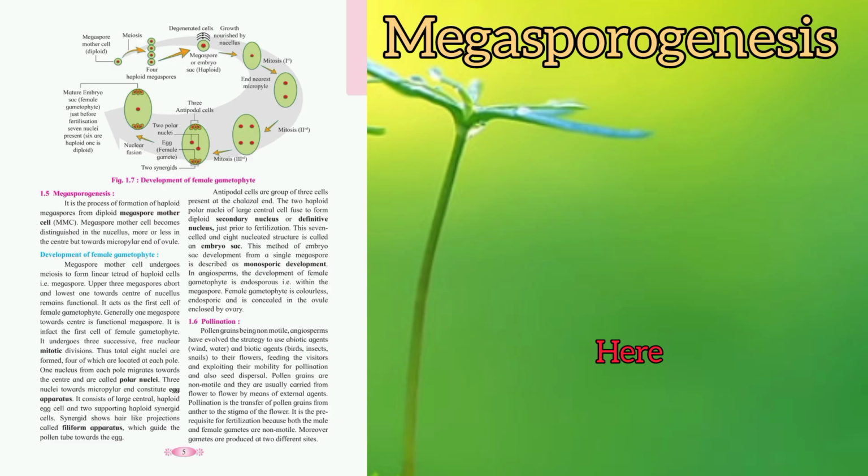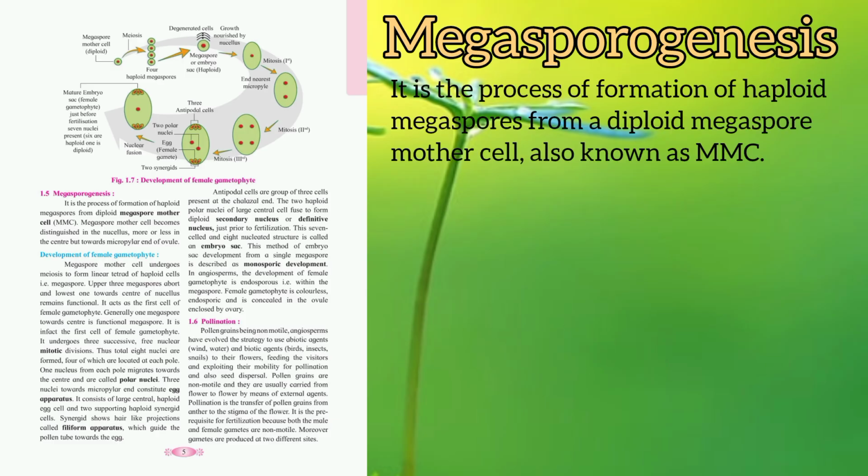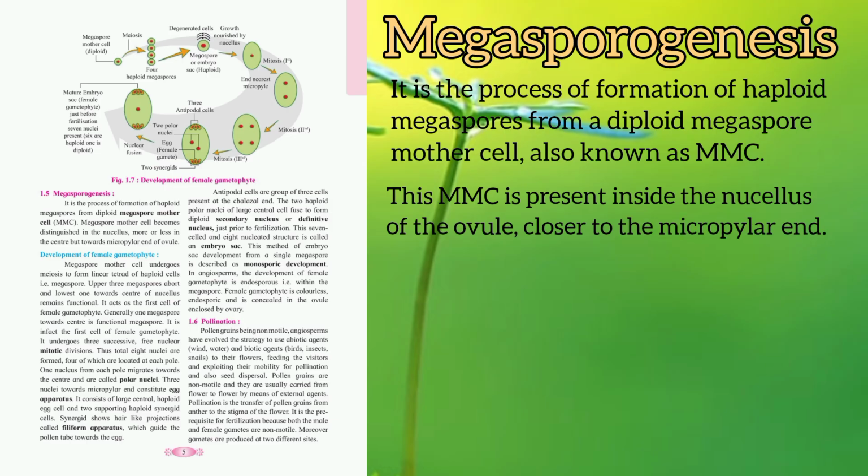Megaspore mother cell becomes distinguished in the nucellus, more or less in the center but towards micropylar end of ovule. First, let's understand megasporogenesis. It is the process of formation of haploid megaspores from a diploid megaspore mother cell, also known as MMC. This MMC is present inside the nucellus of the ovule, closer to the micropylar end.